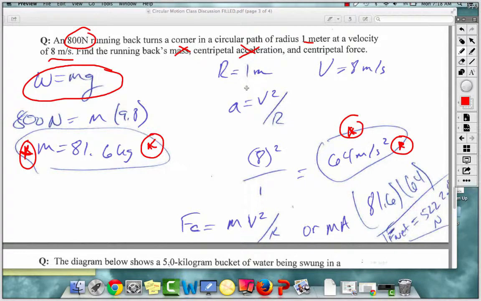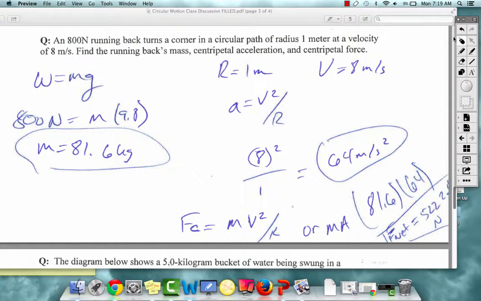Check. Now, to get F net, or the centripetal force, I can either use this equation, m times v squared over r, or I can just use F net equals ma. Either one will get you the same answer. In this case, I use F net equals ma, just because it's one less term. So I take the mass that I calculated earlier, 81.6, times the acceleration, which I calculated earlier, 64. If you take 81.6 times 64, you should get an F net of about 522 newtons, and that is the centripetal force acting upon this running back. All right, onward and upwards.